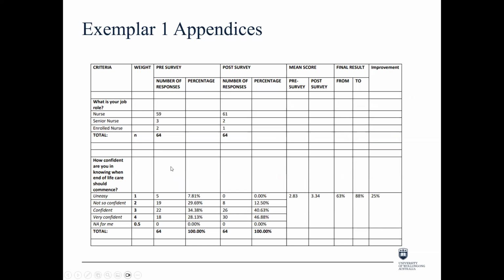I've only got the example of the first question here: how confident are you in knowing when end of life care should commence? With the pre-survey, 5 people said that they were uneasy, so that was 7.2%. But in the post-survey, 0 people reported that they were uneasy. They calculated the mean scores for pre and post, the change in frequency, and then what the improvement was. So it was a 25% improvement in people's confidence. You can also include that type of table in your appendix. Does anyone have any questions about that example, or I can show you the next one?